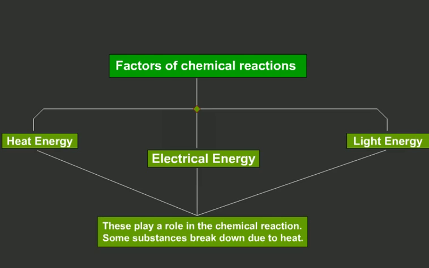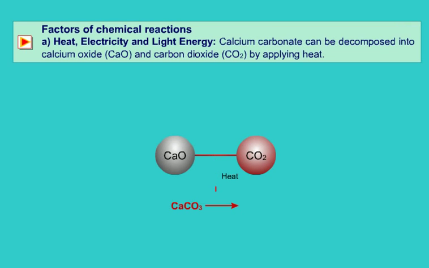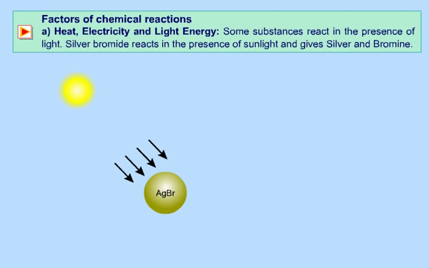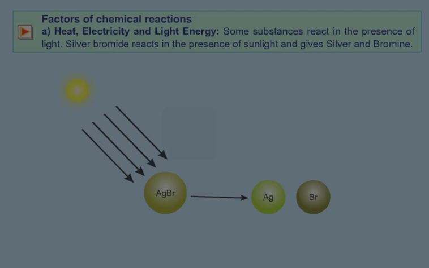Some substances break down due to heat. Calcium carbonate can be decomposed into calcium oxide and carbon dioxide by applying heat. Some substances react in the presence of light. Silver bromide reacts in the presence of sunlight and gives silver and bromine.